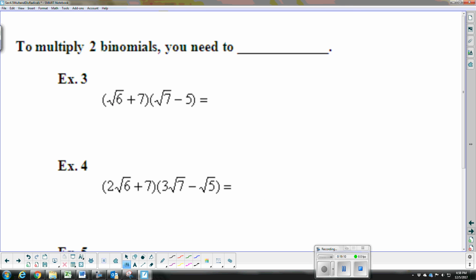In order to multiply 2 binomials, we need to distribute. Or use FOIL.